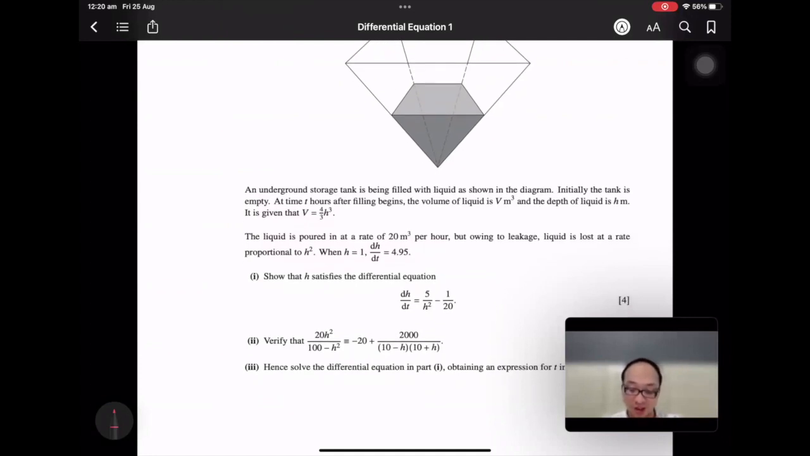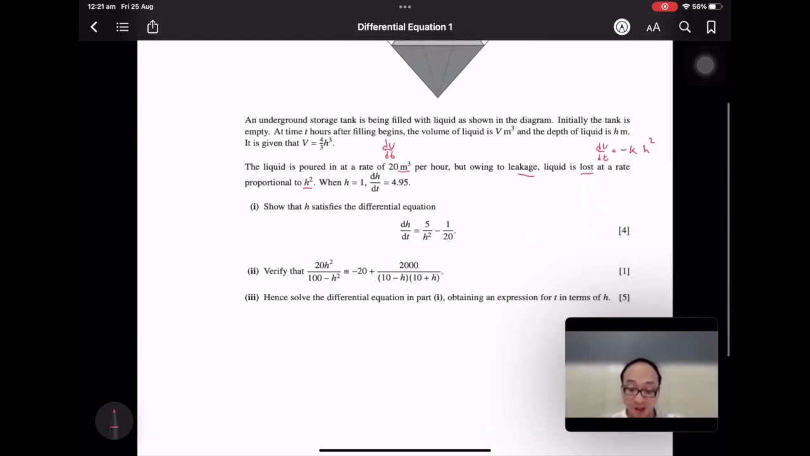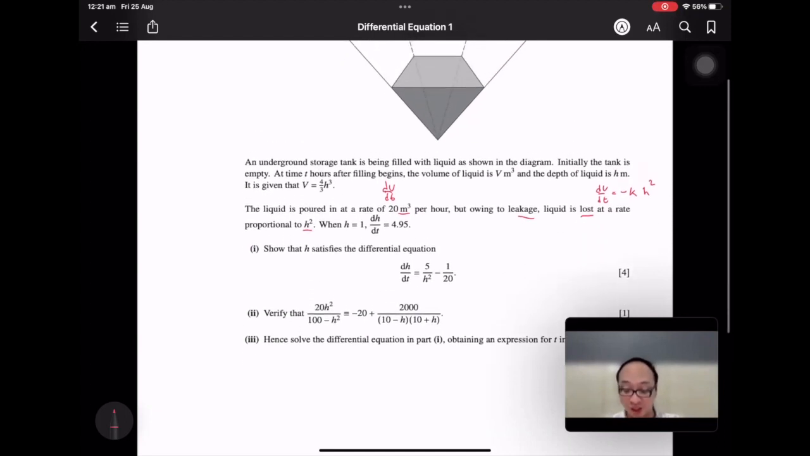Okay, this one is dV/dt. But owing to a leakage, liquid is lost at a rate proportional to h squared. So this will be dV/dt equals minus k h squared, minus because of the leakage loss, and proportional, so we have to multiply by k to make it equal. Okay, show that h satisfies this differential equation.